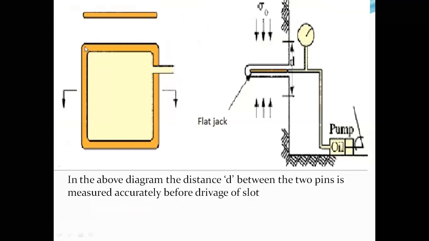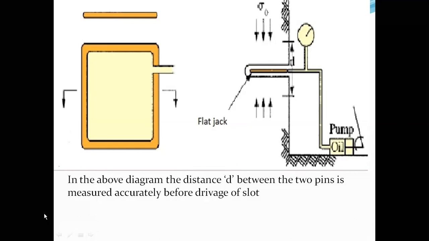This is how the flat jack looks. This is a side view, this is the top view, and this is the cross section view. Now it is placed inside the slot, and the hydraulic fluid is supplied by a pump. The dial gives the reading of the pressure of the hydraulic fluid being pumped into the flat jack, so that the distance between the two pins is restored to its original value and the reading can be taken. So this is the field setup.